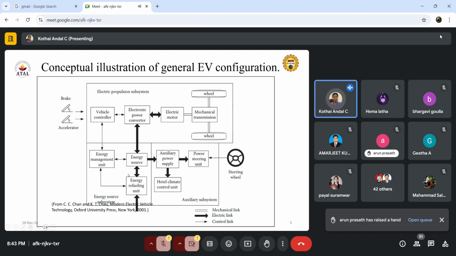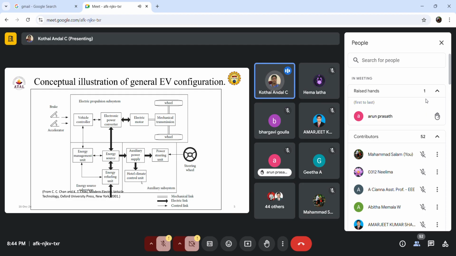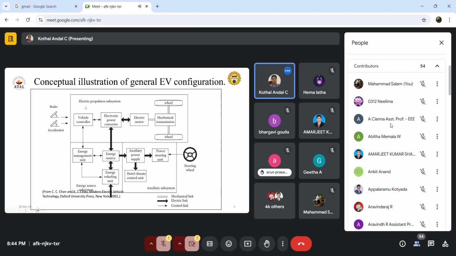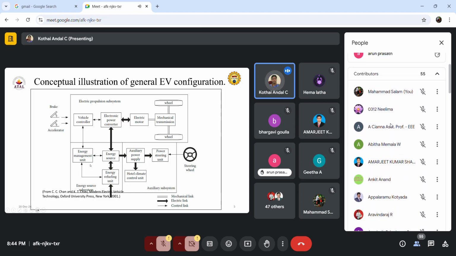Next, the additional part is the energy source subsystem. Here only the battery plays a major role. Then the third one is the auxiliary subsystem, which is the small battery system. This auxiliary subsystem provides the power supply for auxiliary devices like audio and video systems, other control systems and other things. So how are we dividing into three subsections? One is electric propulsion. Another one is the major battery system, that is the energy source subsystem. Another one is the auxiliary subsystem, the small battery section.